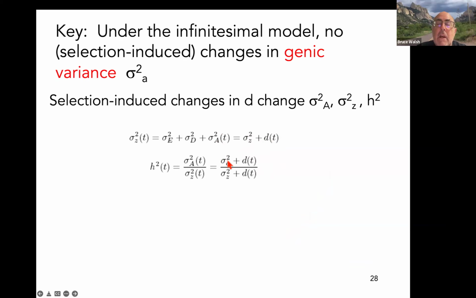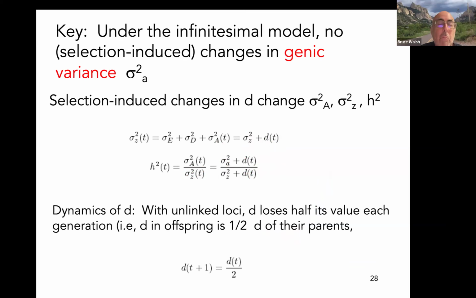So the heritability is simply the initial heritability plus the disequilibrium. The phenotypic variation is the initial phenotypic variance plus the disequilibrium. So if I have some way to compute how D changes, I can tell you how the heritability is going to change. And it turns out there's a very simple way it does that, and this is what's called the Bulmer equation. So there are two ways D changes.